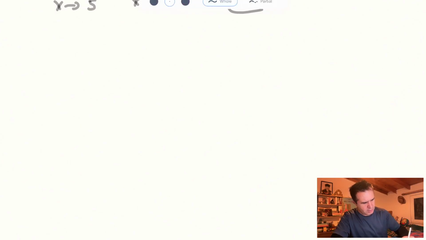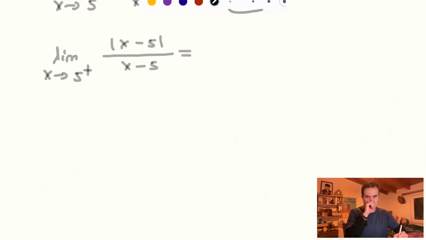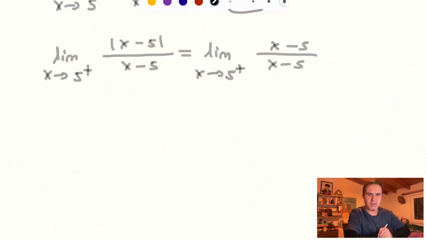Okay. The limit as x approaches 5 from the right-hand side of the absolute value of x minus 5 divided by x minus 5. To the right of 5, x minus 5 is positive, so the absolute value of x minus 5 becomes x minus 5. The limit as x approaches 5 plus of x minus 5 divided by x minus 5 will be equal to 1. So the right-hand limit here equals 1.